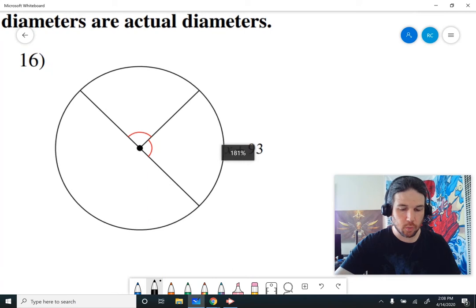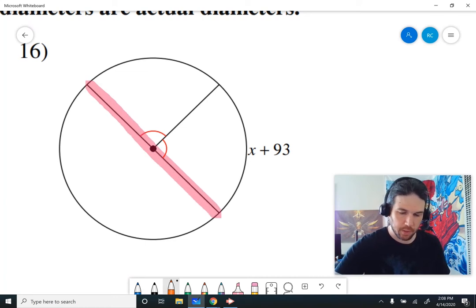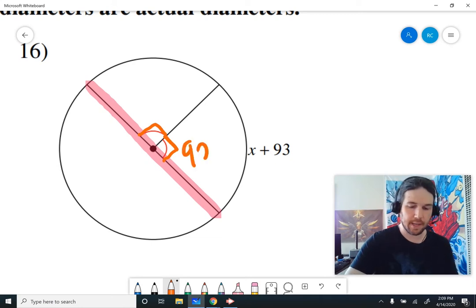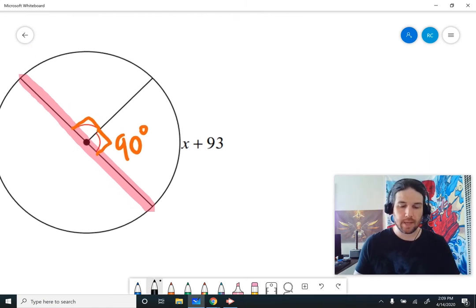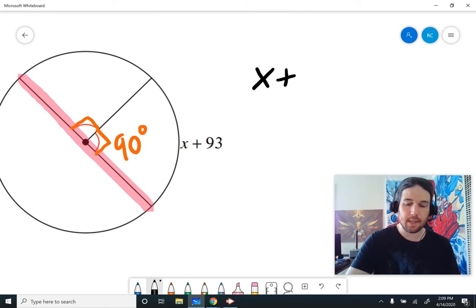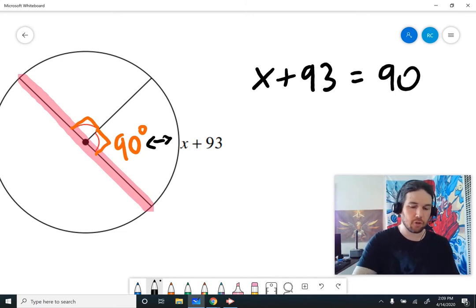Okay, so we have these two angles that appear to be congruent, and they're on a straight line, which tells me that we know exactly what they are. They're both right angles. This is a 90-degree angle. It has to be. If it's equal to the other one and they add up to make 180, it has to be 90. So now we know that x plus 93 equals 90. Again, because the measure of the arc and the measure of the angle are always equal. We get x equals negative 3.